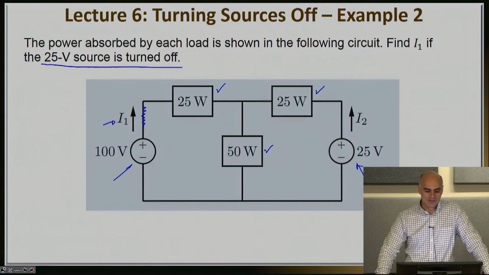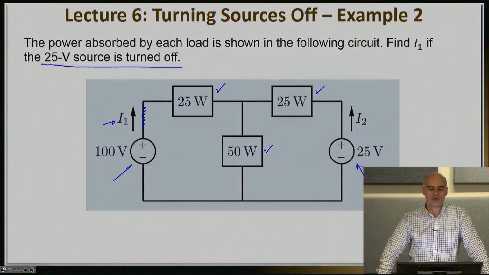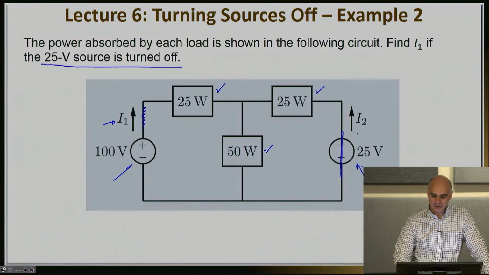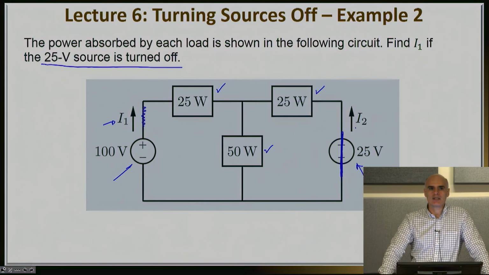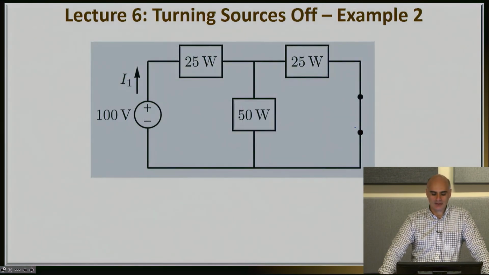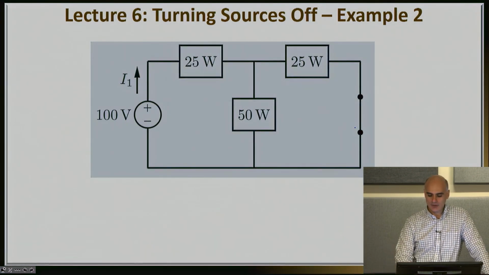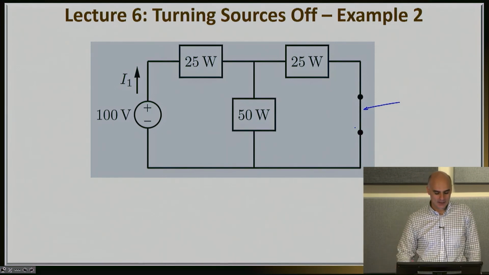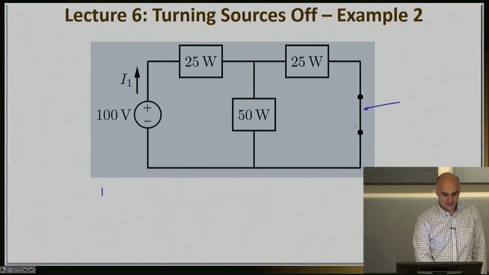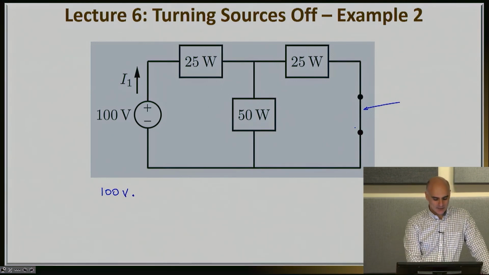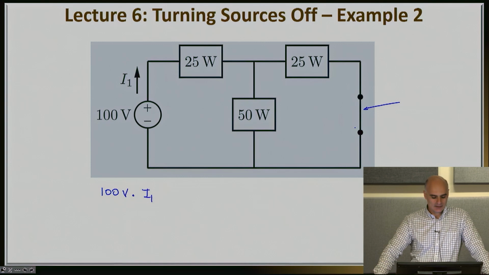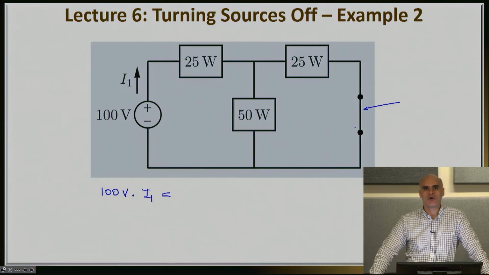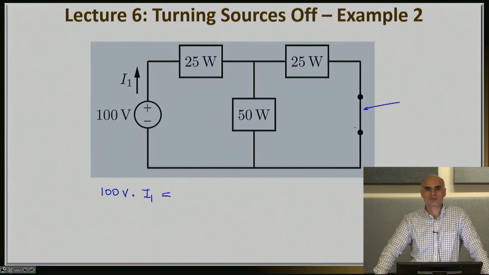So as we have learned, turning the 25-volt source off basically means replacing it with a short. So if I replace this voltage source with a short, I will get the circuit that you see right here. Here is where the voltage source used to exist. Now I have a short circuit, and now I can basically solve my circuit. So I can find, for example, here that the 100 volts that I'm supplying from the power supply times I1, which is the current, must be equal to all the power that is being consumed on that circuit.